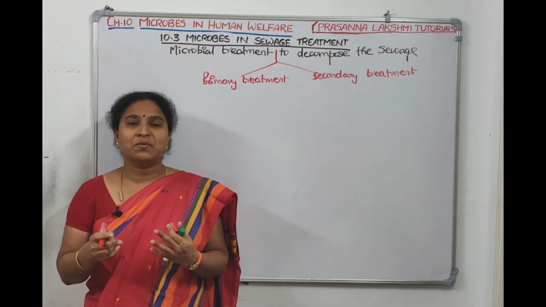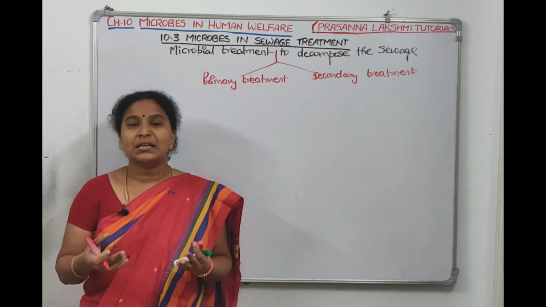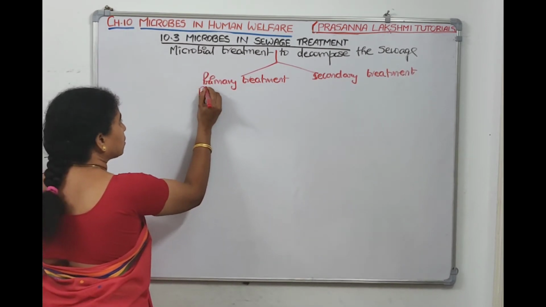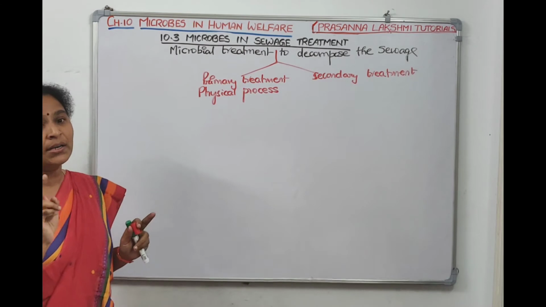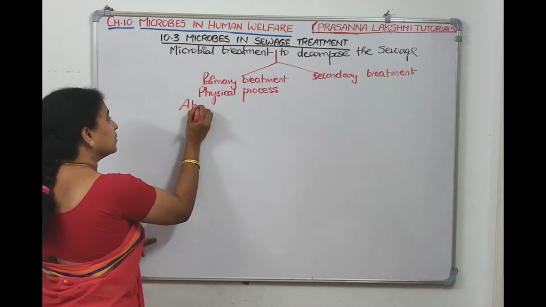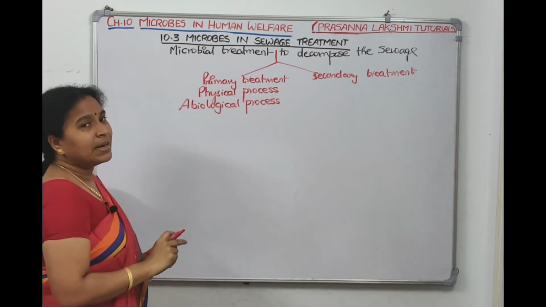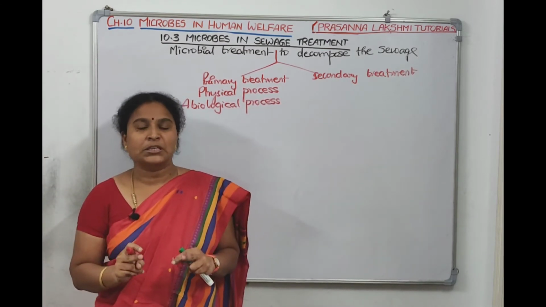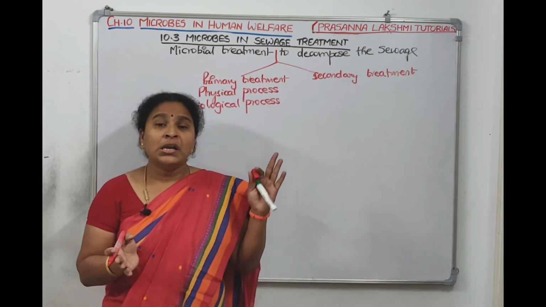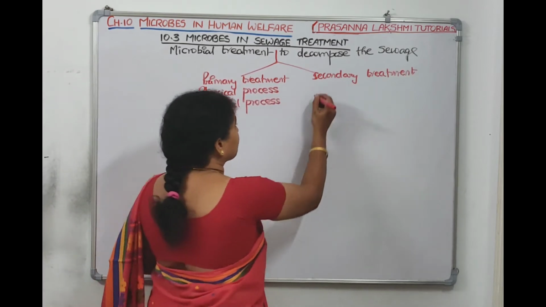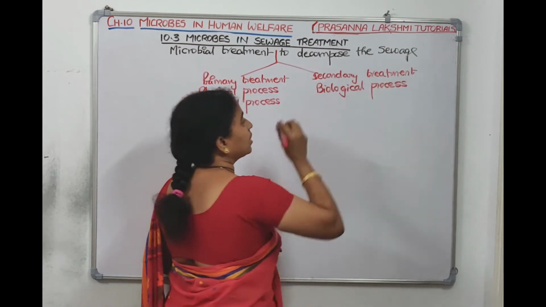So what are the other names we can give for primary treatment? Since it involves a physical removal of the floating and sedimenting particles, we call it a physical process also. Since microorganisms are not involved, it is also called an abiological process. Whereas in secondary treatment, microorganisms act to decompose the sewage. They release enzymes and they start decomposing the sewage by aerobic treatment and anaerobic treatment. So secondary treatment is also called a biological process. It is called biological treatment.